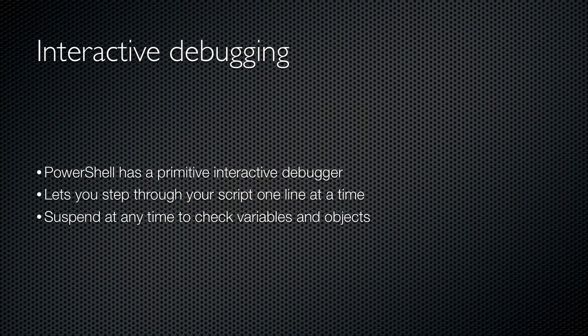Now, there's another whole way to do debugging in Windows PowerShell that doesn't require the use of Write-Debug, and it's called Windows PowerShell's Interactive Debugger. It's actually a primitive interactive command line step debugger that lets you step through your code one line at a time. That's why it's called a step debugger, and allows you to suspend or pause your script at any time so you can see what's going on inside the script.